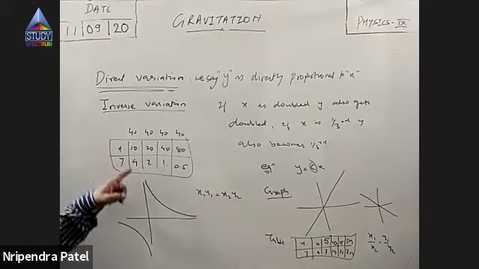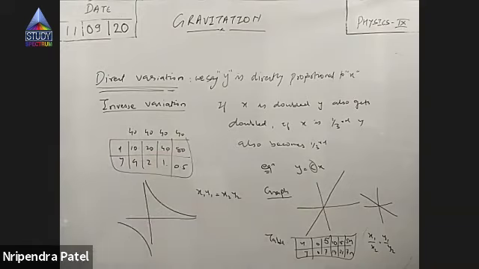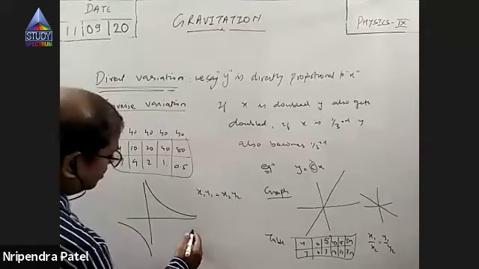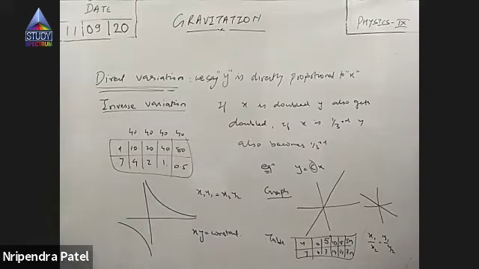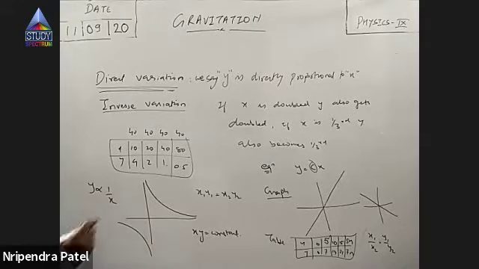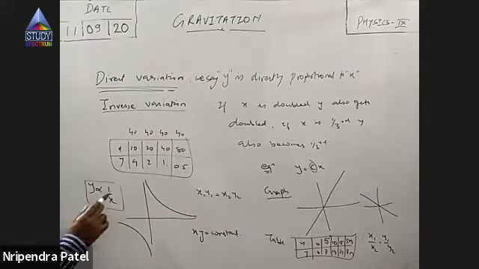So x times y is constant. Multiply x1, y1, x2, y2, x3, y3. Multiply any value of x and the corresponding value of y, and the result will always be constant. So this is also read as x into y is constant. Now, y is inversely proportional to x. The symbolic form of it is y varies inversely with x.